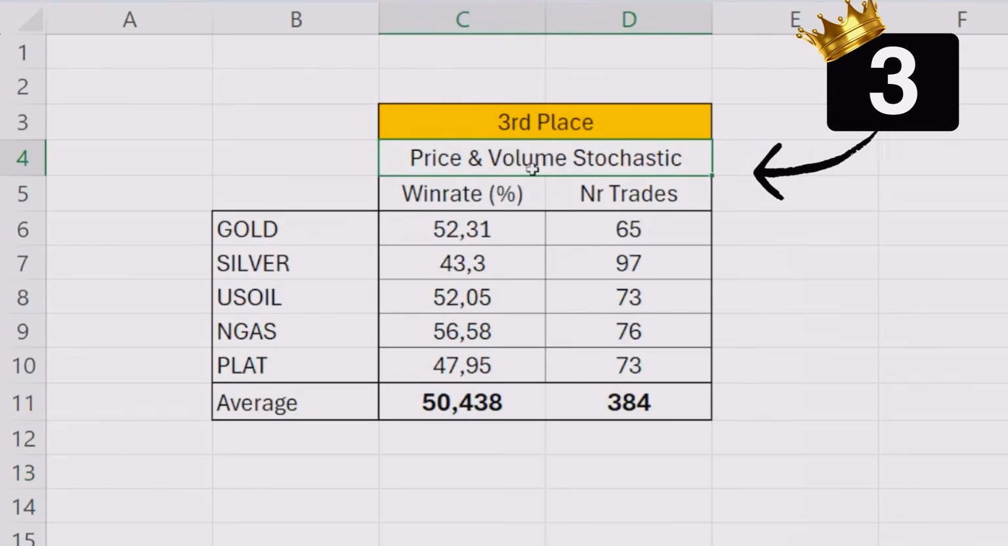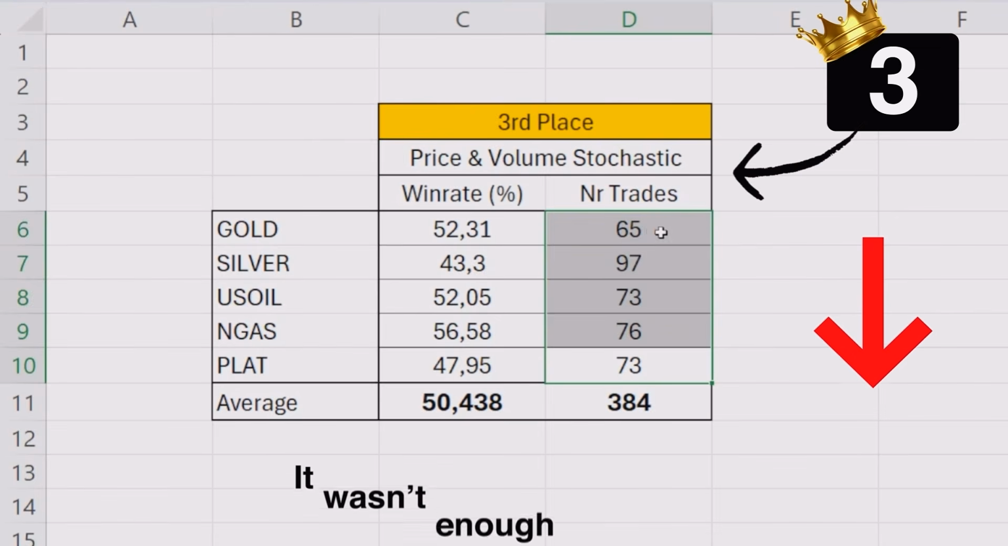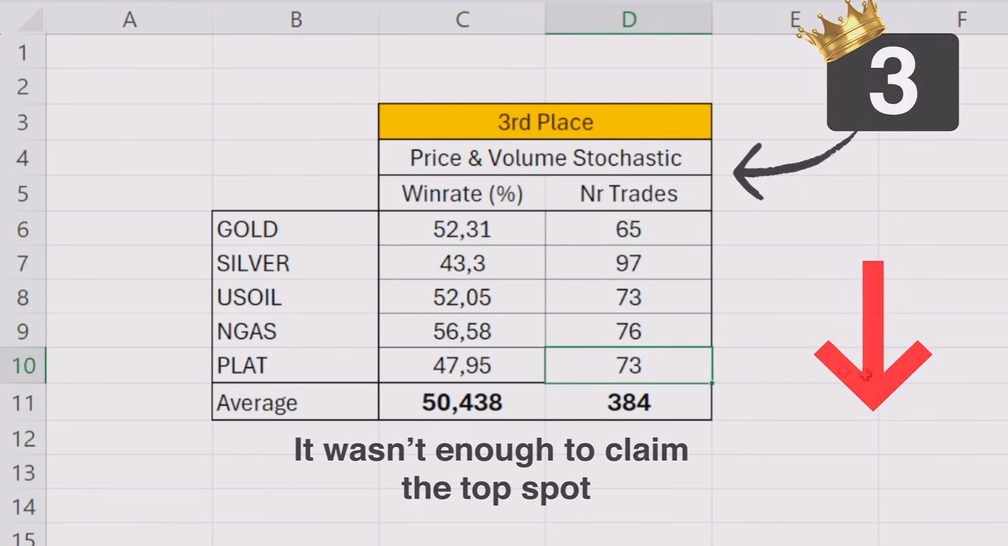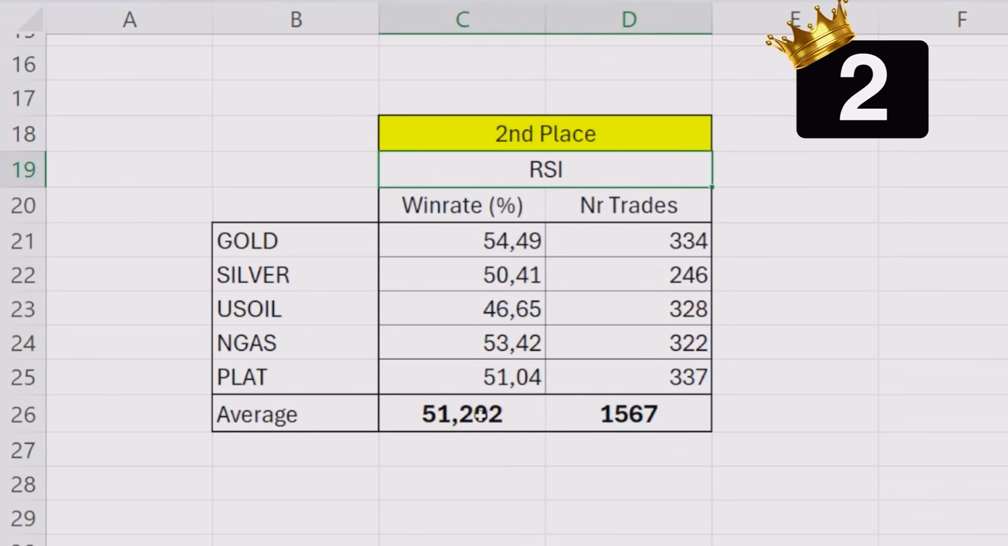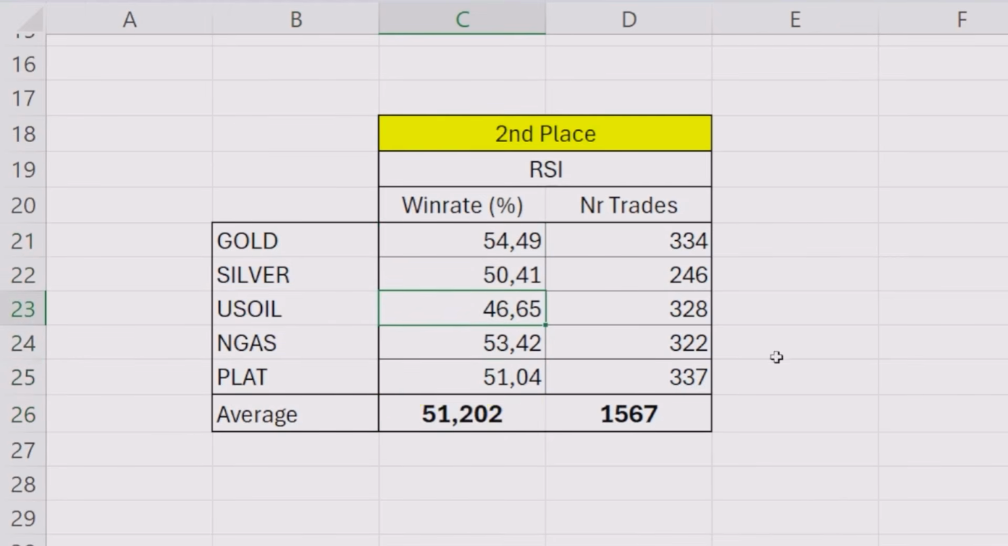In third place, we have the price and volume stochastic, with a surprisingly good win rate, but due to the very low number of trades, it wasn't enough to claim the top spot. In second place, we have the RSI, with a high win rate, in fact the best average of all, but it struggled with US oil, showing some instability across assets.